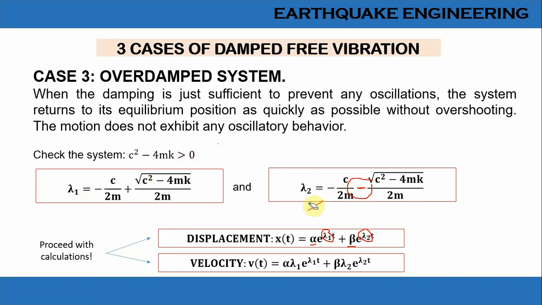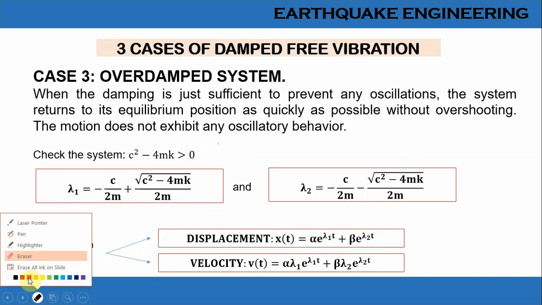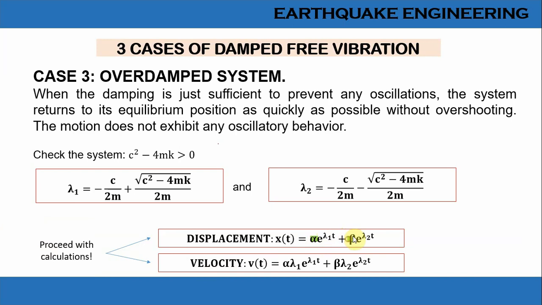So let's delete this one. Okay, after getting your 2 lambdas, then proceed in getting your alpha and beta. This one. Okay? So, in getting your alpha and beta, same lang gihapon. Perform basic calculations such as substitution method, elimination method, when t is equal to 0. Di ba? Kay initial condition man. So, meaning, our time must be 0. Okay? And after getting your alpha and beta, proceed with the calculations. Okay? Wherein you will get your displacement and velocity respectively.